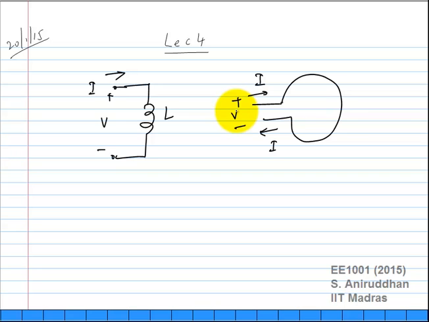If it's negative, the current is decreasing. Let us take the simpler case where di by dt is positive. What happens? In which direction do you expect the voltage to be developed and why? I'm telling you di by dt is positive. I want to find out the direction of voltage which makes sense for us. How will you figure it out?